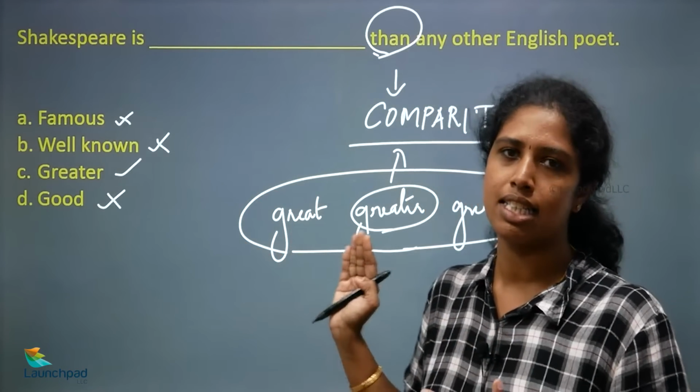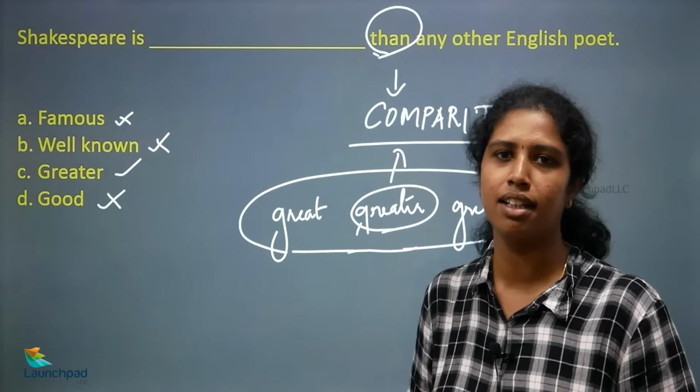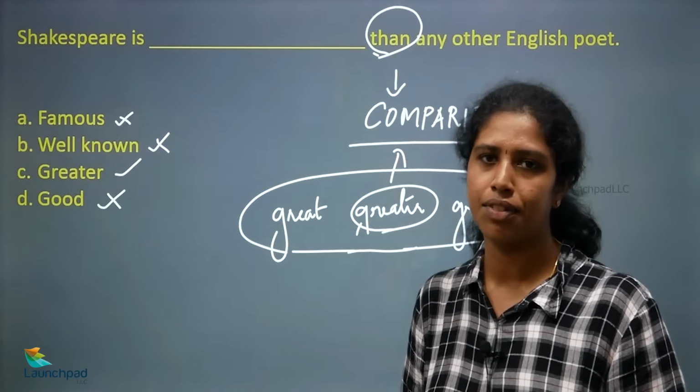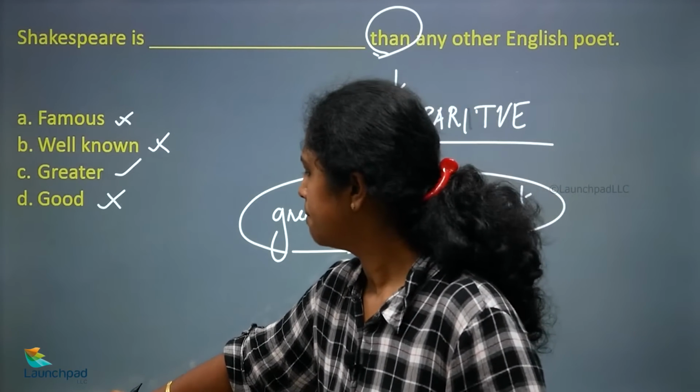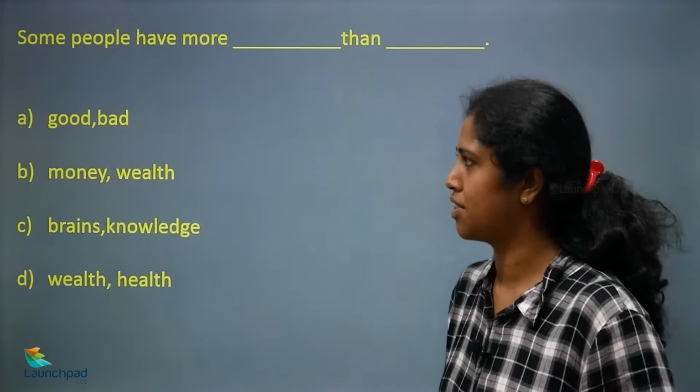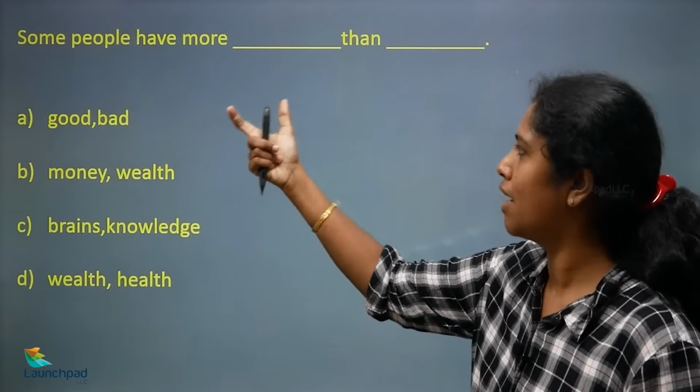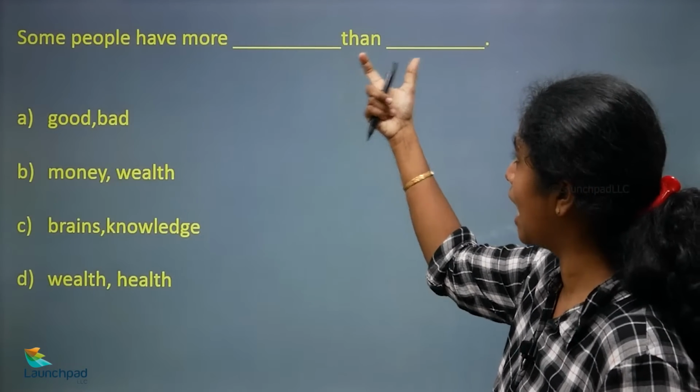So this is one type of question pattern that you may come across in the verbal ability section. Now your next question: Some people have more dash than dash.